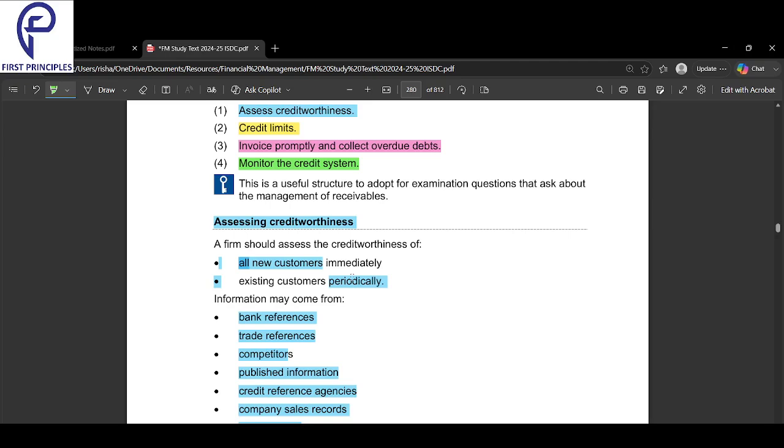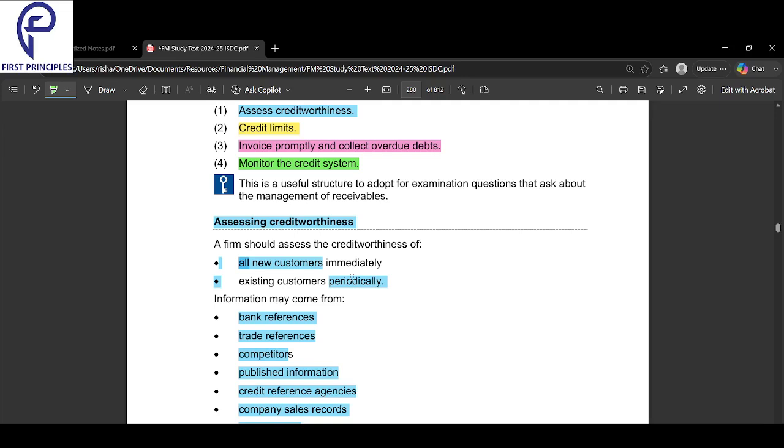Invoice promptly means we invoice immediately, when the grace period is going to start. So we have to invoice it as soon as the sale is done. And we have to check on the number of days, and based on that, we have to collect the overdue debts. We have to keep following up. Otherwise, there's a risk that we will lose the money.